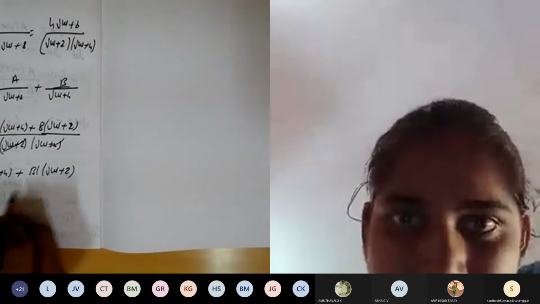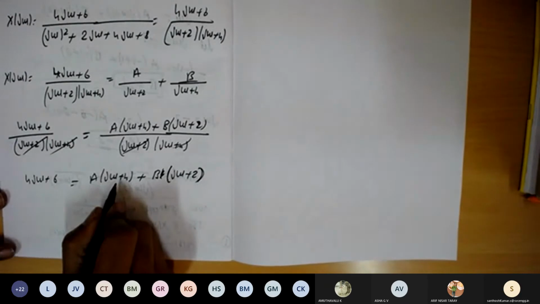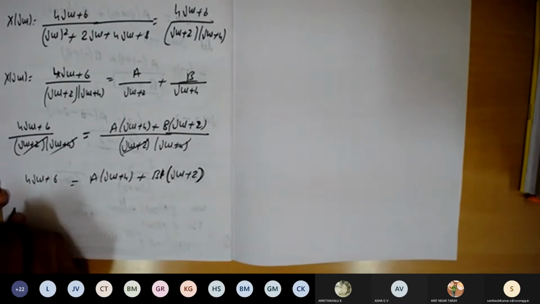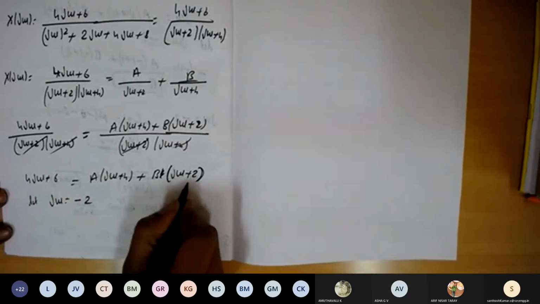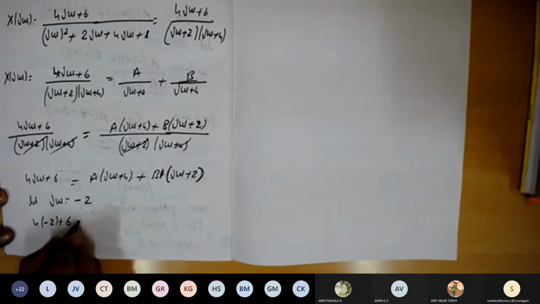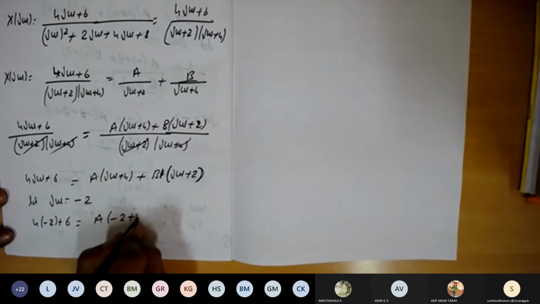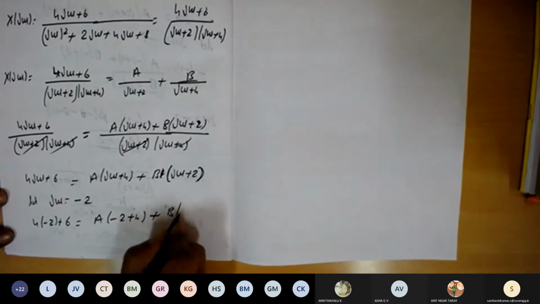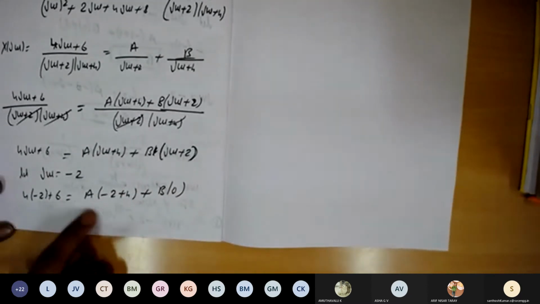Okay, let us substitute those terms here. We'll substitute j omega equal to minus 2 and j omega equal to minus 4. Let j omega be equal to minus 2, so that these terms get cancelled. So it has become 4 into minus 2 plus 6, which is equal to a into, in place of j omega, I'm substituting minus 2, plus 4, plus b into 0. This will become 0.